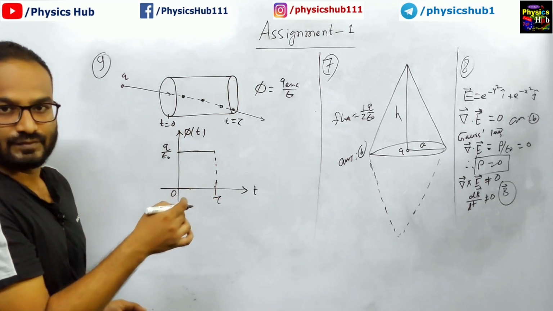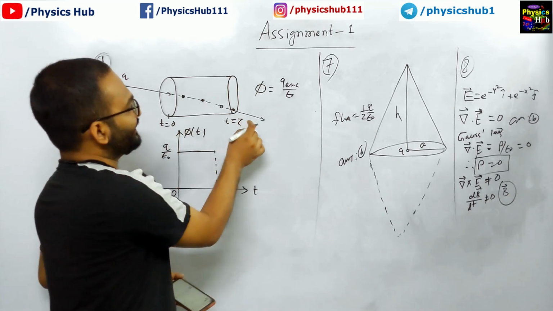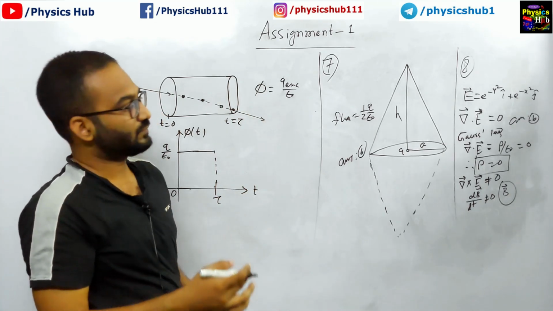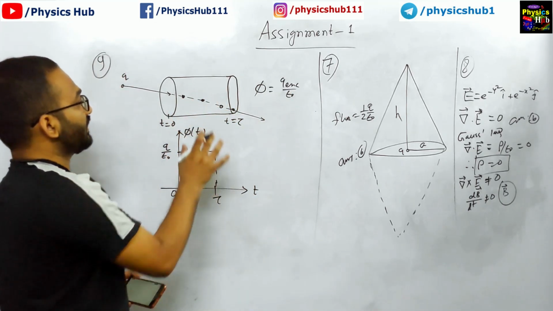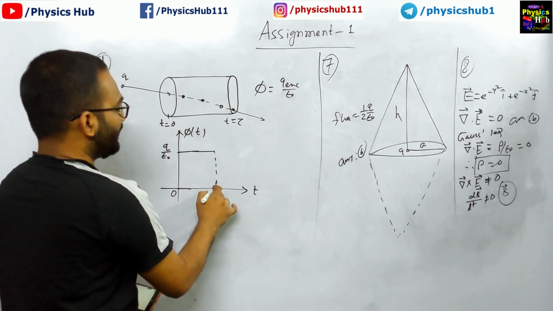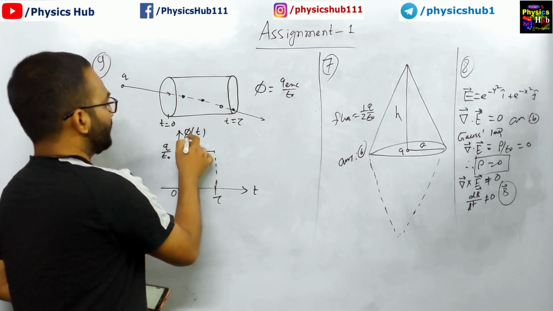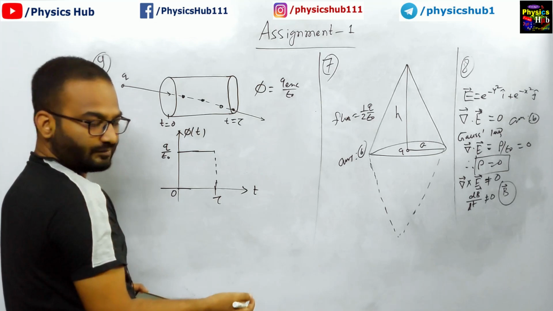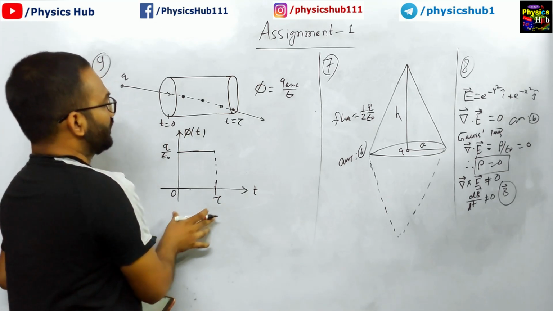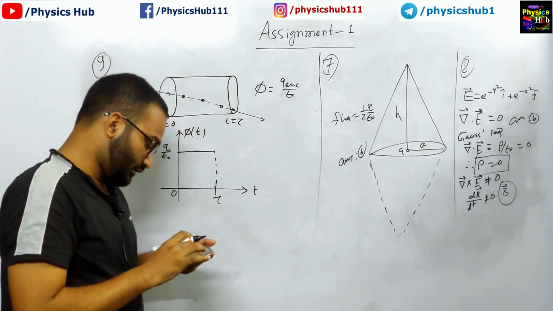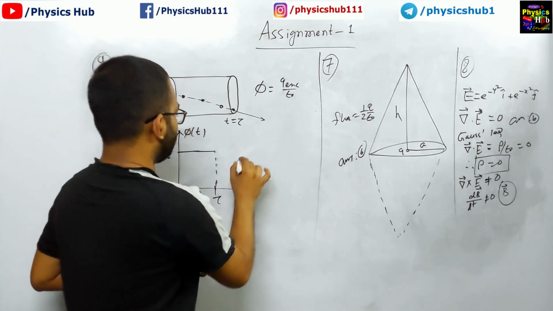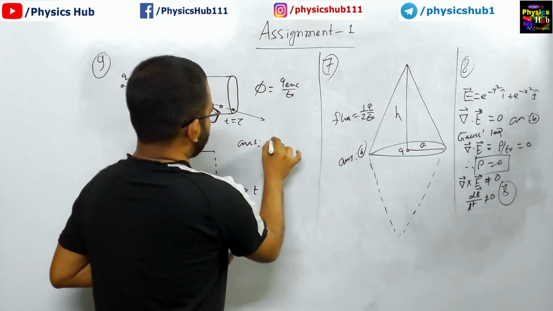Once it leaves this cylindrical region, the total charge enclosed becomes 0, because the electric field exists only in this cylindrical region. So beyond t equals tau, the flux coming out will be 0. This will be the representation of phi t versus t, and you can see it matches option D. Option D is the correct option for this question.